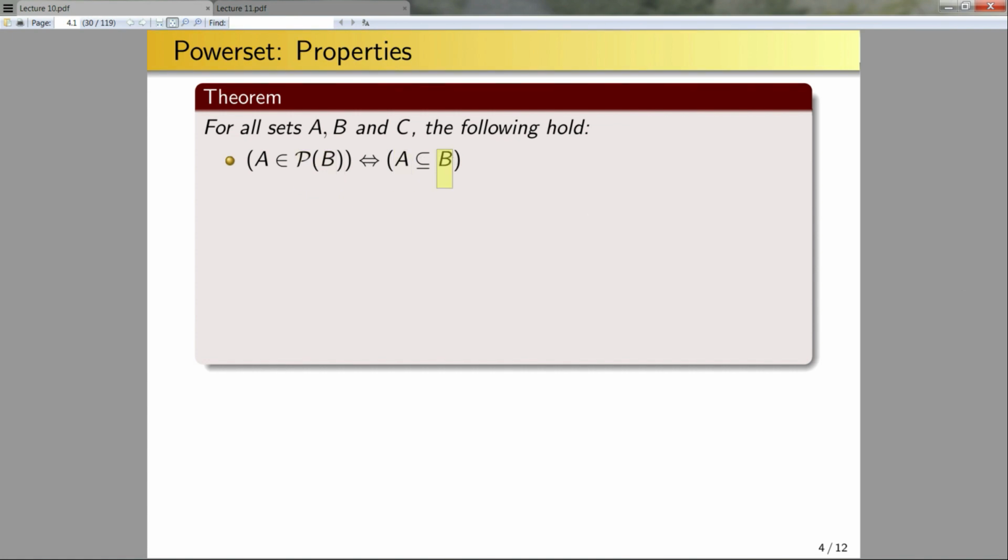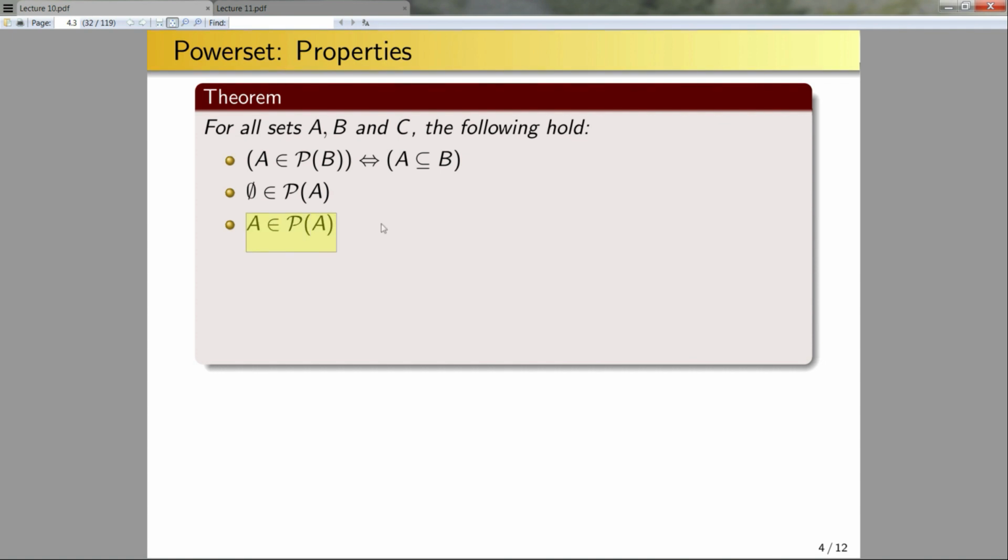Okay, next, the null set is always going to be an element of the power set of A no matter what A is. The null set is always a subset of any given set, therefore it's going to be in the power set. A is in the power set of A no matter what A is. For any given set, A is a subset of itself, therefore this has to be true.